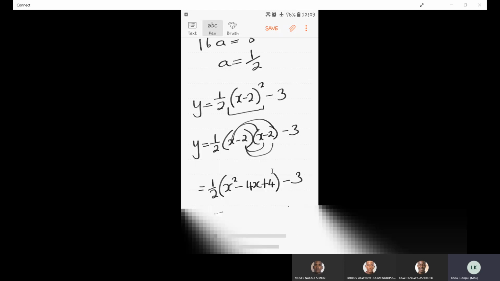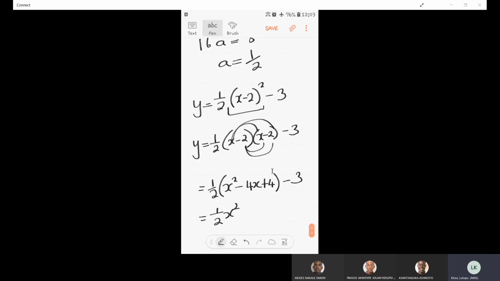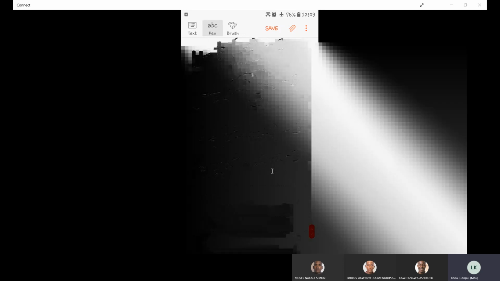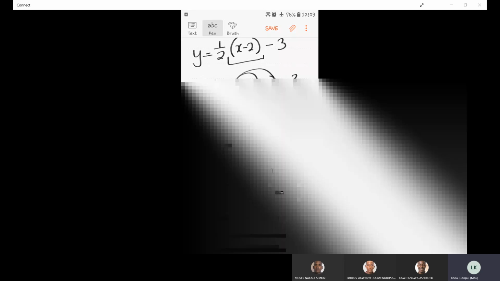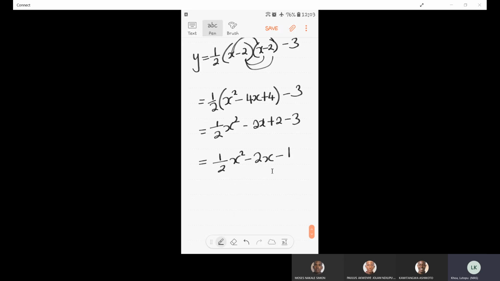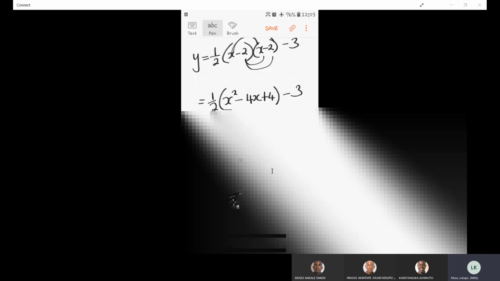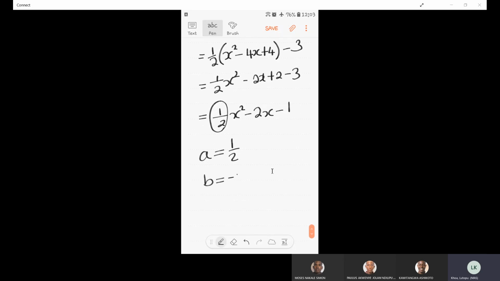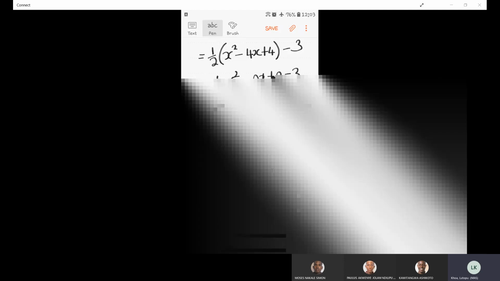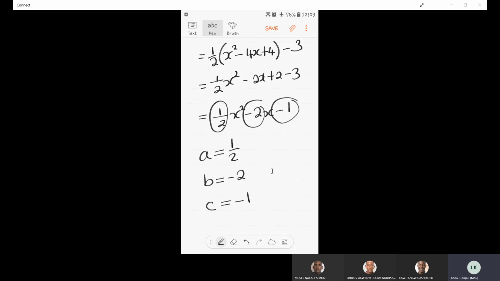This is half x squared minus 2x plus 2 minus 3. This leaves me with half x squared minus 2x minus 1. So now that it is in standard form, I can say a is half, the coefficient of x squared, b is negative 2, the coefficient of x, and c is negative 1, the constant term. Okay, so with that, we are done.